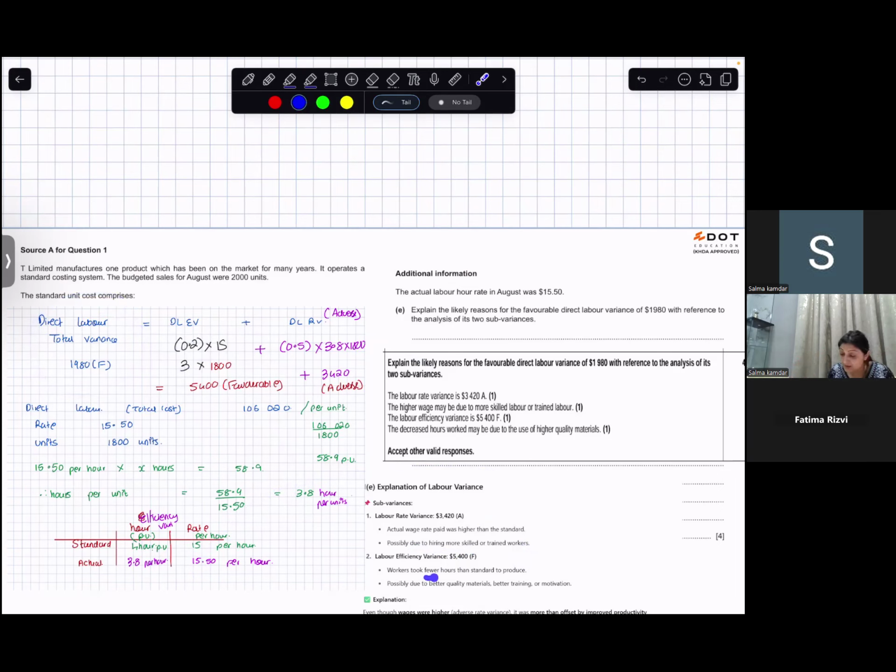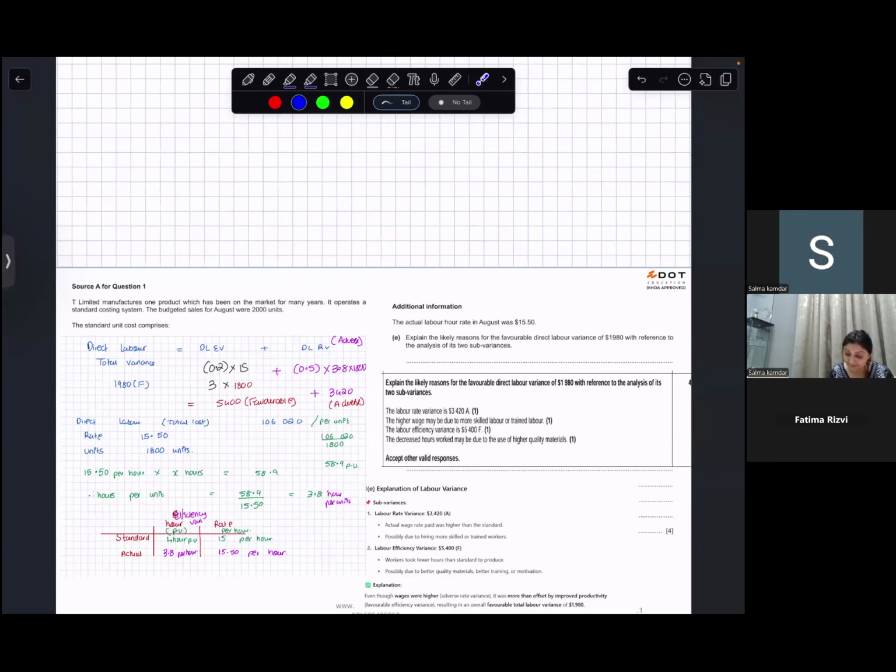Why? Because the workers took fewer hours than expected to produce, because of the better quality and their better skill. This will give you 4 marks. You have to show your working, and even if you just mention one reason, you will get the marks. Okay. Now the F part.